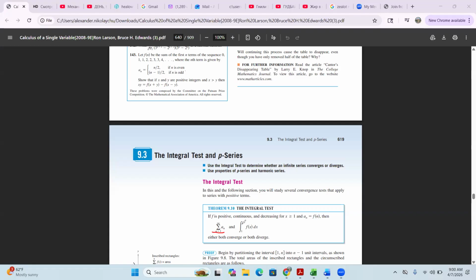relationship with the integral because we know pretty well how to get, just a second.